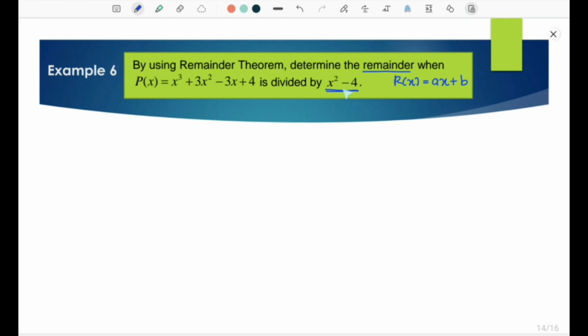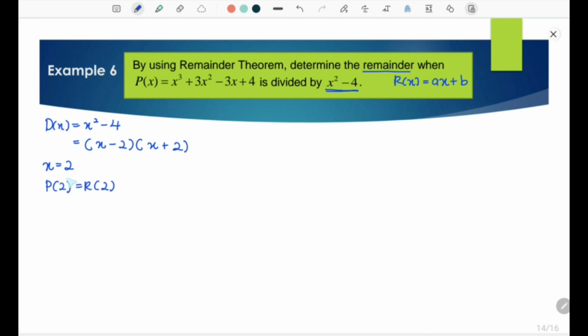First, we need to factorize the divisor here. So, we have d(x) equal to x squared minus 4. I'm going to factorize this divisor, and we are going to get x minus 2 times x plus 2. So for x minus 2, we're going to have x equal to 2, and for x plus 2, we're going to have x equal to negative 2. So first, for x equal to 2, we'll apply the remainder theorems. We know that p(2) equal to r(2).